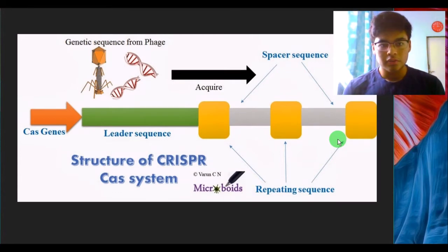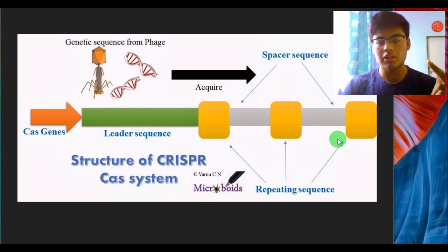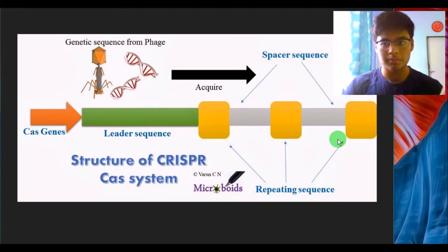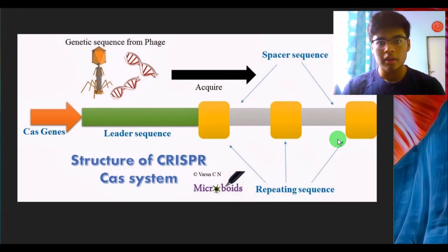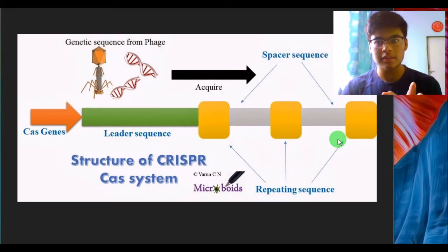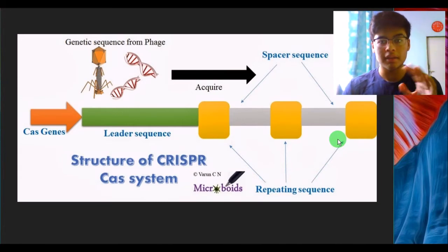So the first thing is, let's break down the whole acronym, that's CRISPR. It says clustered regularly interspaced short palindromic repeats. Palindromes are words like Malayalam, where you speak it from left to right or right to left, it's one and the same. So these are simply sequences of base pairs which have palindromic repeats.